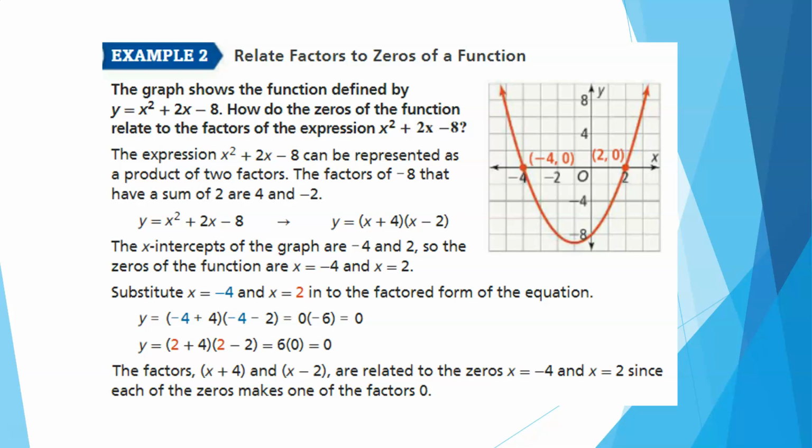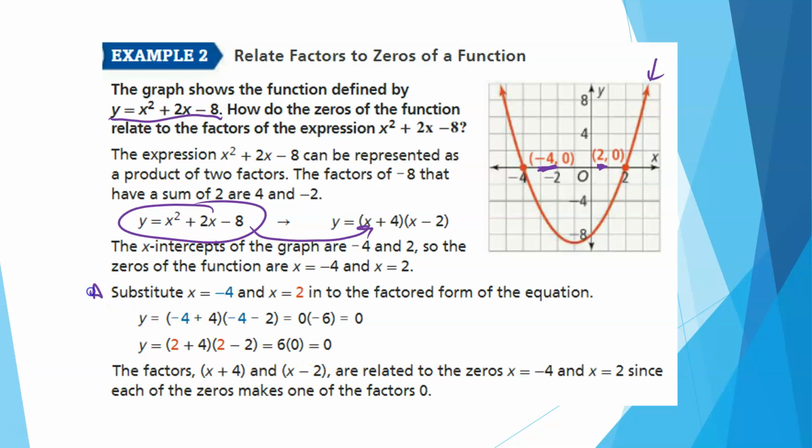You can see that the graph shows the function defined by x squared plus 2x plus 8. We want to know how the zeros of this function relate to the factors. So x squared plus 2x plus 8 can be represented as the product of two factors. If we did what we just showed, it's x plus 4 times x minus 2. The x-intercepts are x equals -4 and x equals 2.